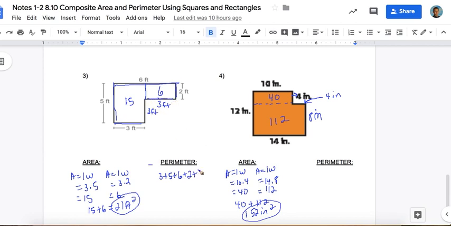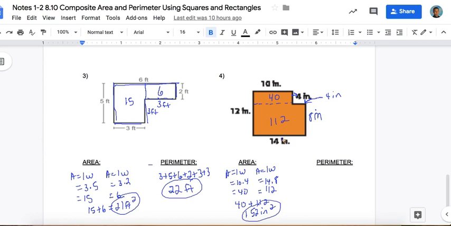plus 3 plus 3. And remember, it's always helpful to count the sides first. So you know how many numbers you're adding together, and when I add those together, I get 22 feet. Now notice I don't have squared here because I'm just adding up numbers, so the label is just feet.